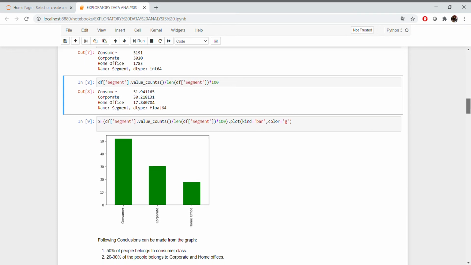We can plot the graph for the same. We have plotted the bar graph. From the bar graph, the following conclusions can be made: 50% of people belong to consumer, and 20 to 30% of people belong to corporate and home office.